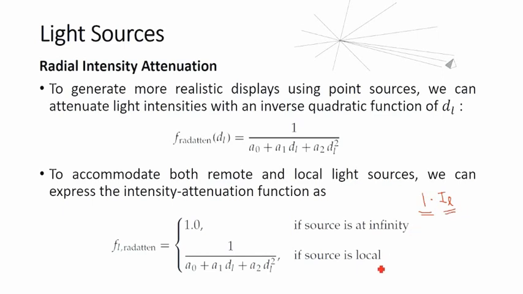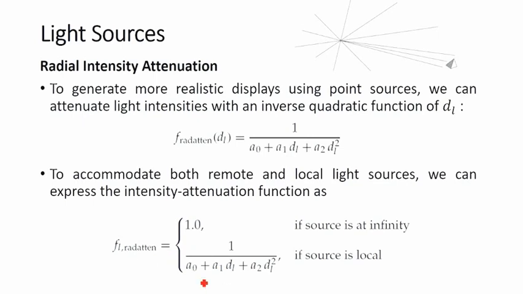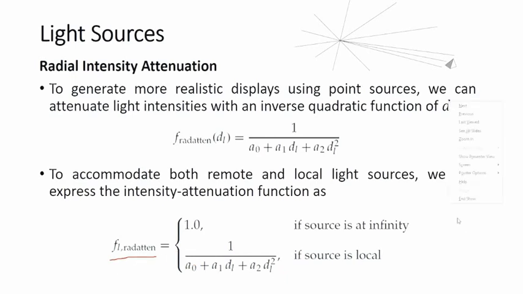Now if the source is local, then we will have to model this radial intensity effectively. So this object which is closer to this source should be illuminated quite brightly comparatively to the object which is far away from this light source. So for that reason, if the source is local, we would model the radial attenuation using the inverse quadratic function of the distance that we have seen so far. So this will be the function for radial intensity attenuation.